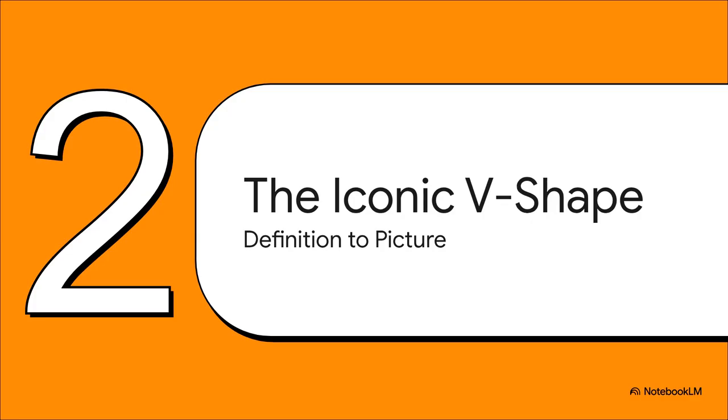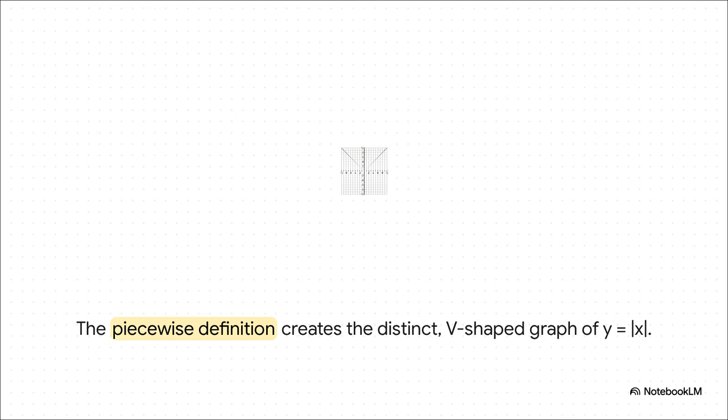Okay. Now for the really cool part. Let's see what happens when we take that two-part definition and turn it into a picture. This is where the rules on paper become something we can actually see and work with. You see, that two-part rule we just talked about literally draws a two-part graph. For every positive x value, the graph is just the straight line y equals x. And for every negative x value, the graph is the line y equals -x.